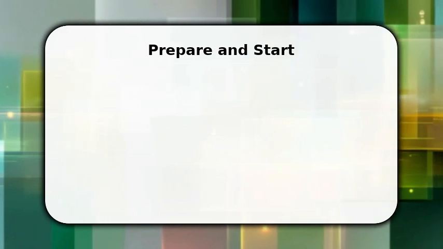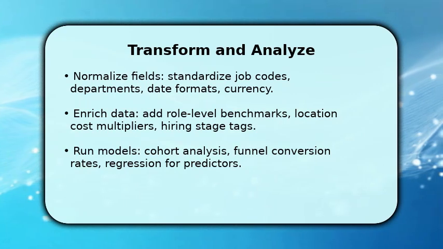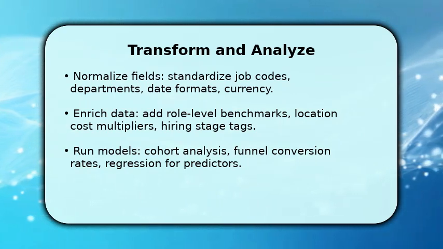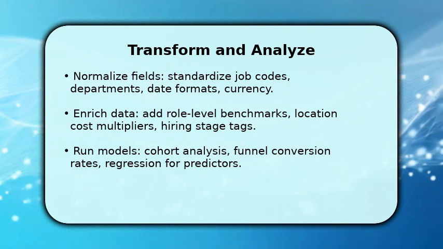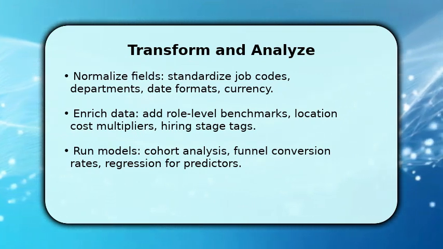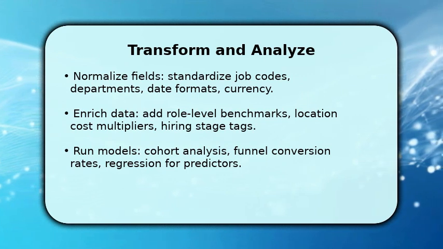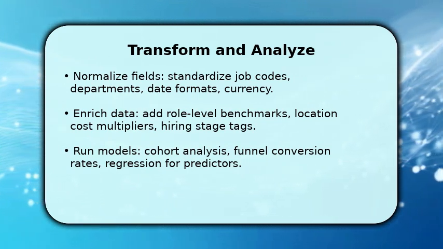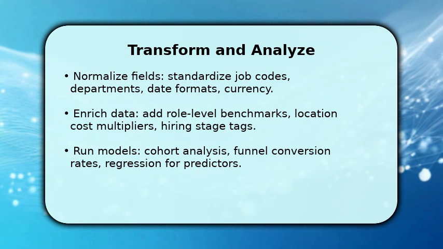Now you transform and enrich the data to make it actionable. Start by normalizing job codes, department names, date formats, and currency. Consistency enables accurate joins. Then enrich records with row-level benchmarks and location cost multipliers so comparisons are meaningful.